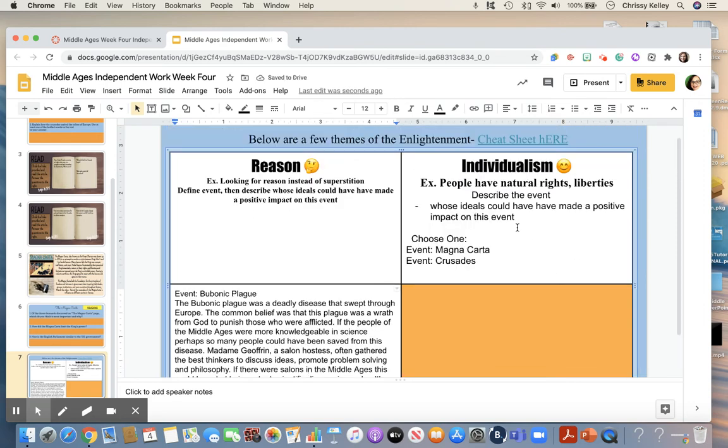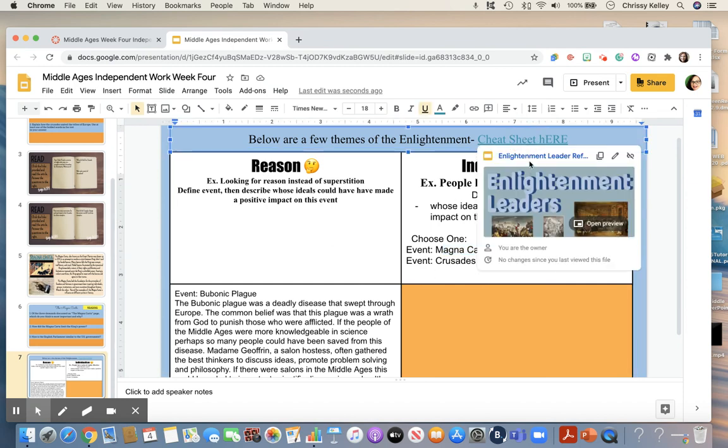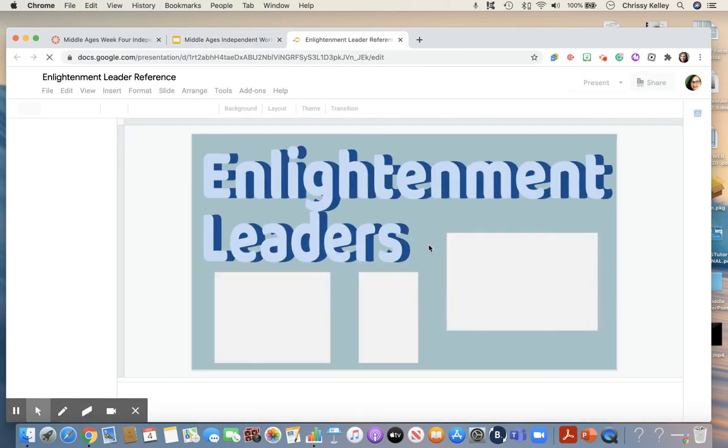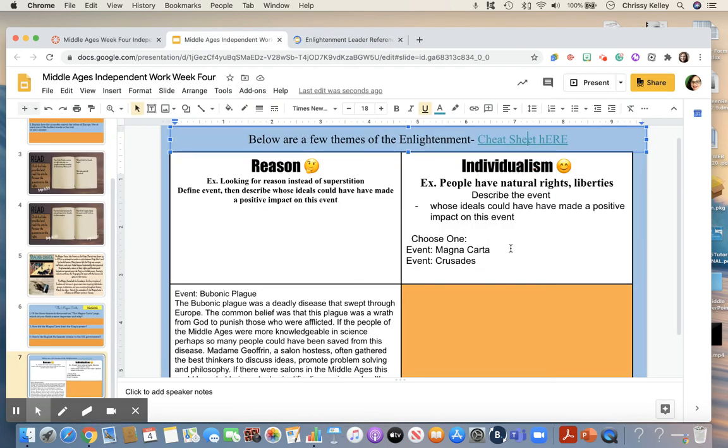So what you're going to do is tell me about the Magna Carta, which is a theme for individuals having rights, or the Crusades, individuals having natural rights and liberties. You're going to describe the event first. Then tell me who would have made an impact on this event had they been around, or their ideas would have been present during this time.